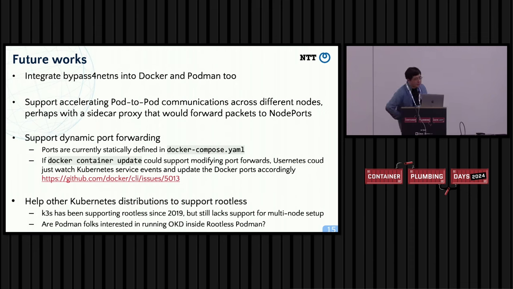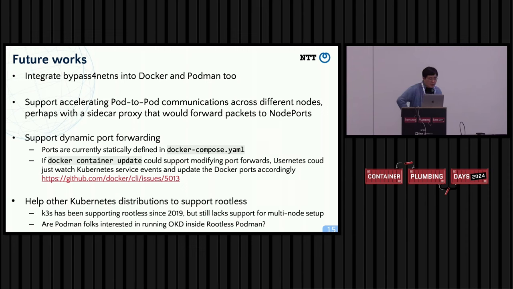And future work includes integrating Usernetes Gen2 with Podman. We also have to accelerate pod-to-pod communication across different nodes, perhaps with a sidecar proxy that would forward packets to NodePorts to avoid the overhead of VXLAN that can't be accelerated with bypass4netns. And currently, the port numbers have to be statically defined in docker-compose.yaml, but if we could have the docker container update command support modifying port forwards, Usernetes could just watch Kubernetes service events and update the Docker ports accordingly.